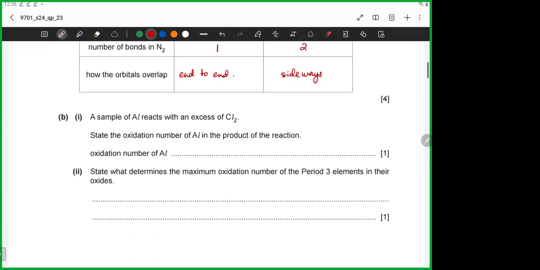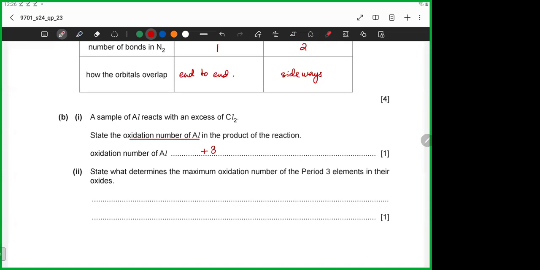Right? Yeah. A sample of Al reacts with Cl2. State the oxidation number of Al in the product of the reaction. The oxidation number of Al is always the same. What is the oxidation number of Al? +3. Okay, that's +3.